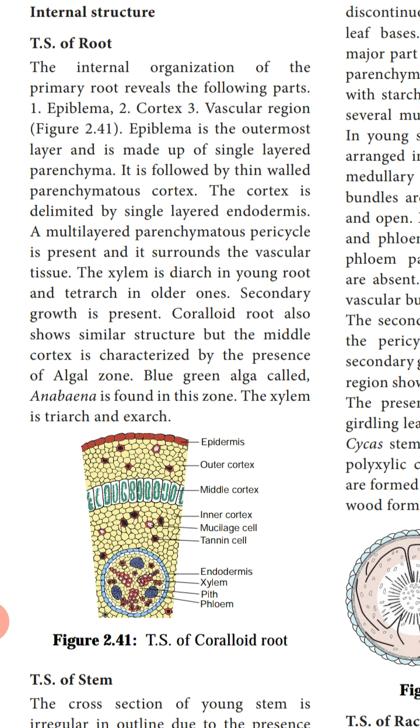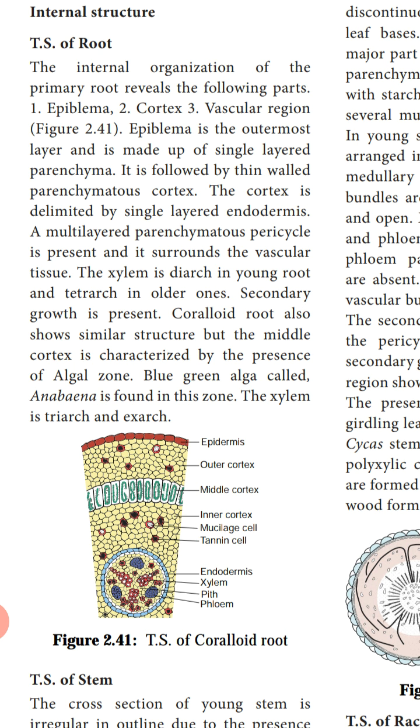The multi-layered parenchymatous pericycle is present. Now below the endodermis, there are again a few layers of parenchymatous cells, that is called the pericycle. So here below the endodermis, the pericycle is present. The xylem is diarch in young roots. So here only two xylem elements are present.